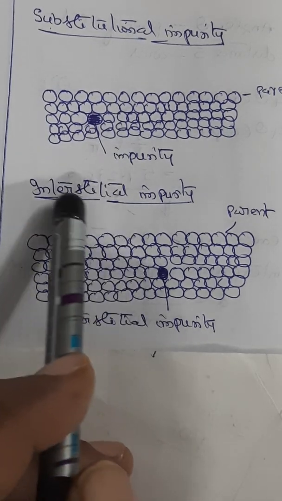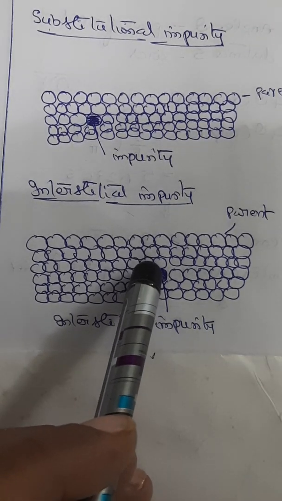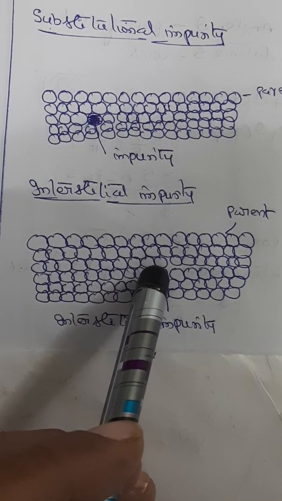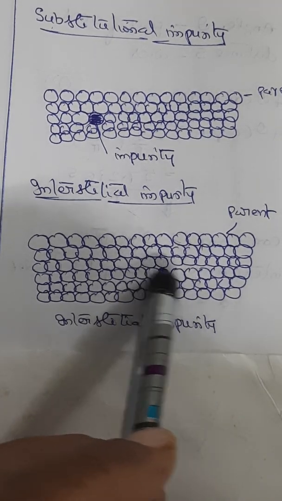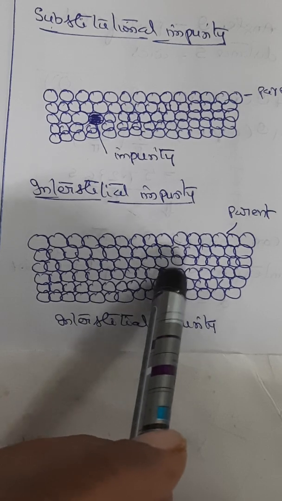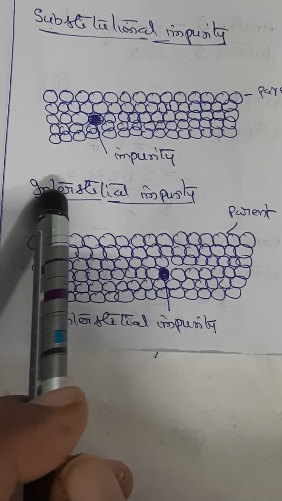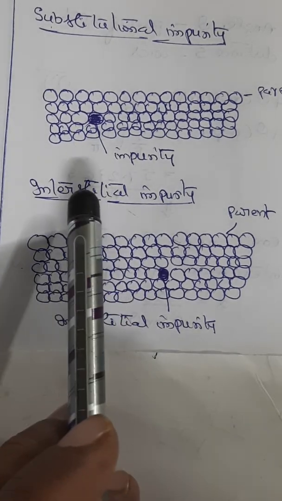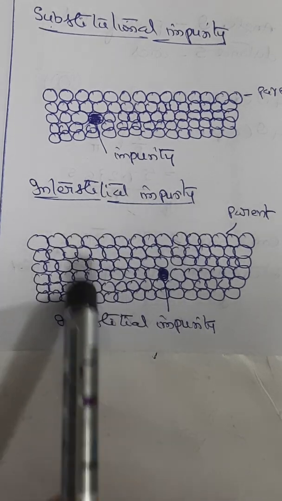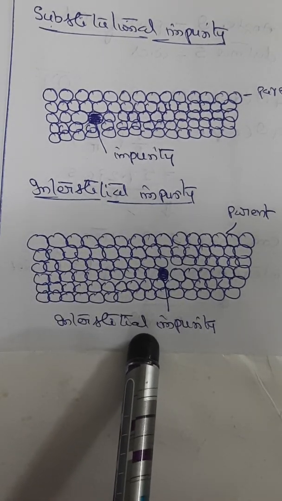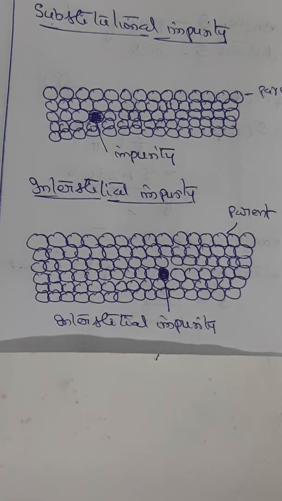Whereas in interstitial impurity, the doped atom is trying to settle in the interstitial space between the atoms. That means between the parent atoms, whenever there is a void or a space, this impurity tries to get in and settle there. That type of compositional defect is what is known as interstitial impurity or interstitial impurity defect. Clear? Now, apart from this, there are other defects, what is known as electronic defect.